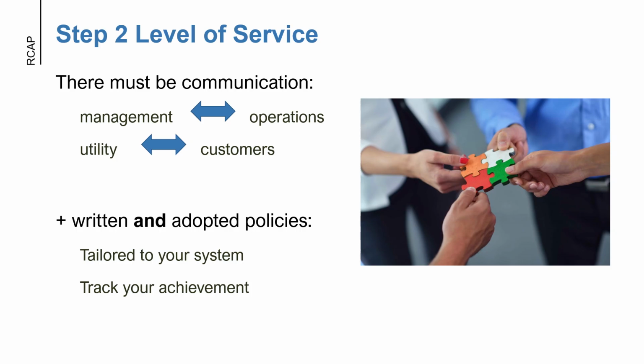So through the level of service process, you need to consider that there has to be communication ongoing. So communication between management and operations, communication between the utility and the customers. This helps everyone understand what is feasible and what's wanted and needed. Communicating with customers about services the system is providing, as well as the cost associated with that service, can help you prioritize and make decisions. It's important to engage with customers when you're establishing your level of service goals. It's also important that all your policies are written and adopted, and that they're tailored to your system, and that they're written so that you can track your achievement.